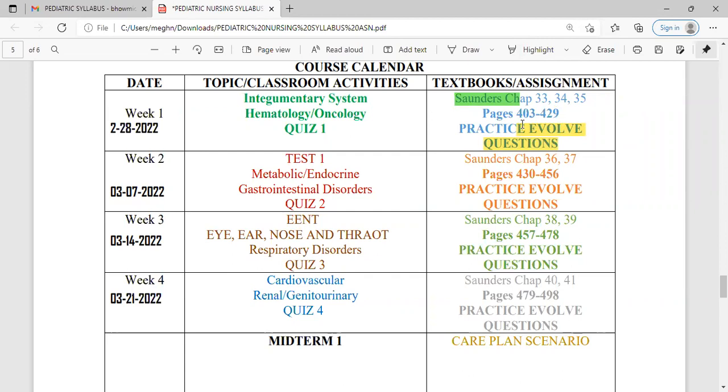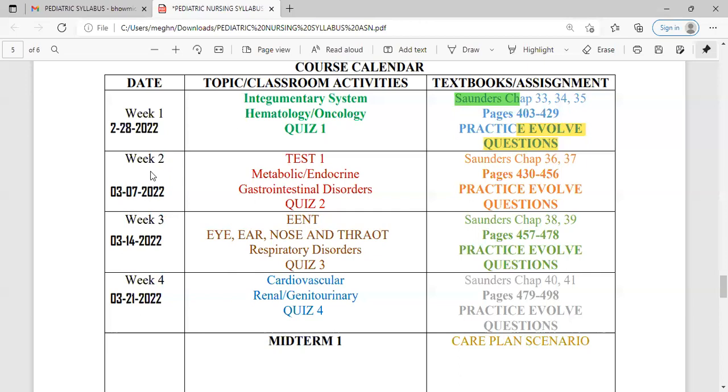In Evolve Question Bank, we have 4,000 questions. We will practice every day. So I will explain more about Evolve Question Bank, right? But one by one.